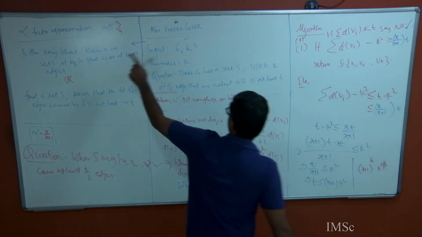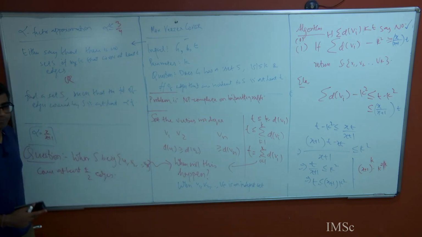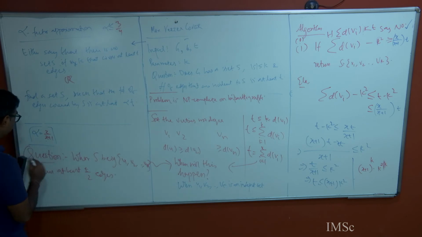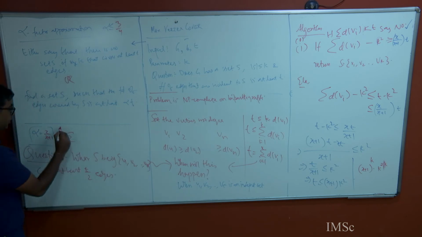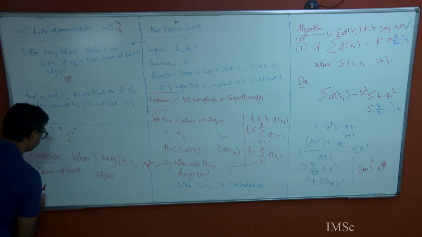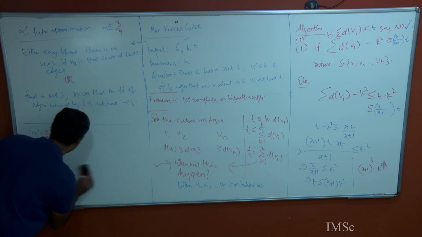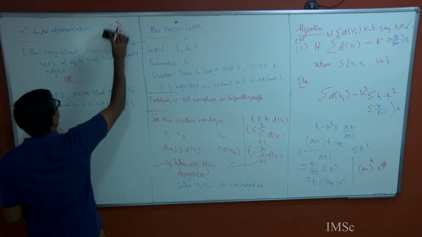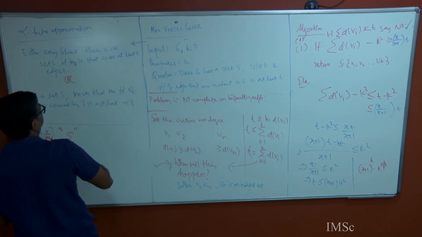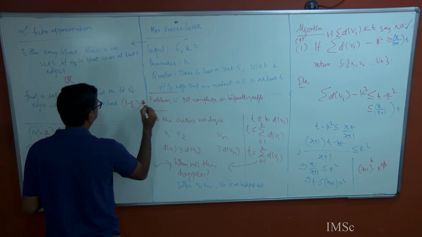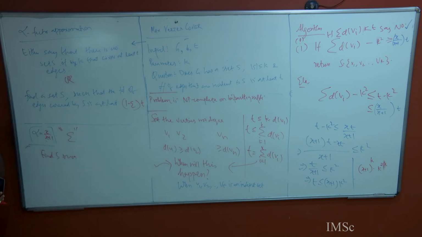So what could be the best algorithm that we could think of? You say, look, I give you an epsilon, you give me an algorithm. The user gives me an epsilon, and what should I return? The objective is to find S which covers at least 1 minus epsilon times t edges. Okay, this is what it is.